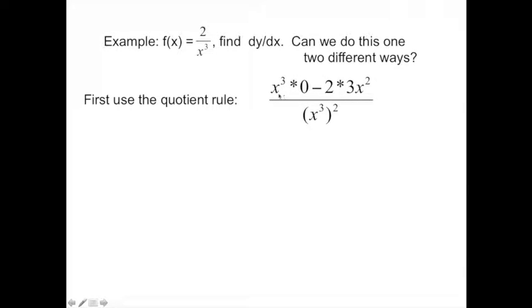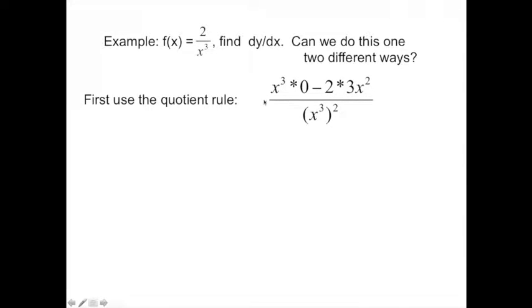So we know the quotient rule says take low times the derivative of the high. So the low function is x cubed. The derivative of the high function is 0. Minus high times the derivative of the low. So the high function, the numerator, is 2. Times the derivative of the lower function, the denominator, is 3x squared. All over low squared. So that's low d high minus high d low over low squared.